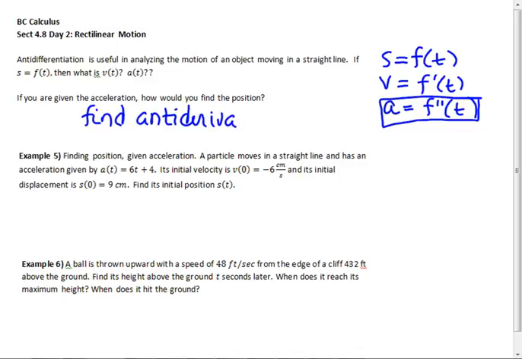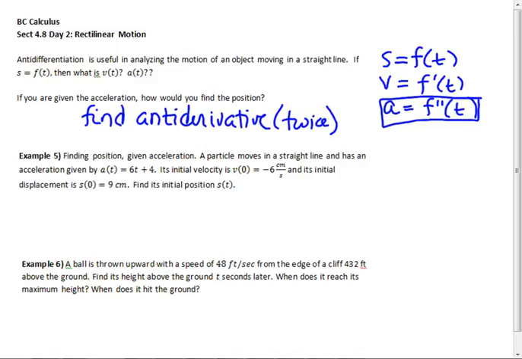You'd have to do it twice to get back to the position. And you know on the exam they're going to have both. They're going to be giving you the position and have you find the velocity, or actually they probably give you the velocity, have you find the position, which is an integral, and find the acceleration, which is a derivative. It's most likely what they're going to do.